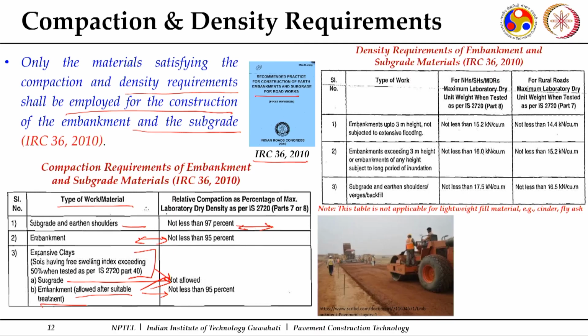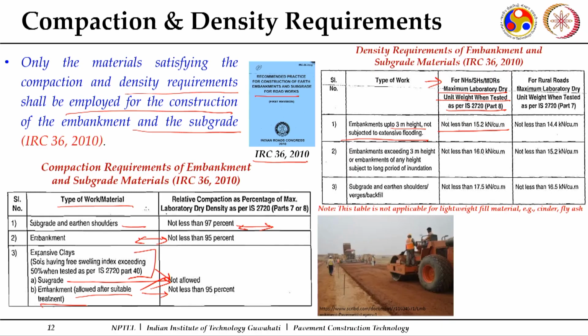Again, in terms of density, as I mentioned, density can be one parameter, so some requirements are given. For national highways, state highways, major district roads, the maximum laboratory density unit weight, when tested as per IS 2720 part 8, for embankments up to a height of 3 meter and not subjected to extensive flooding, should not be less than 15.2 kilonewton per cubic meter. So that means 1.5 gram per cc.